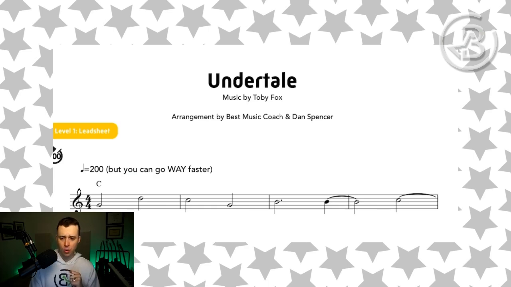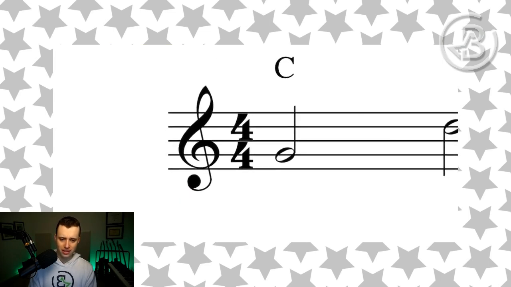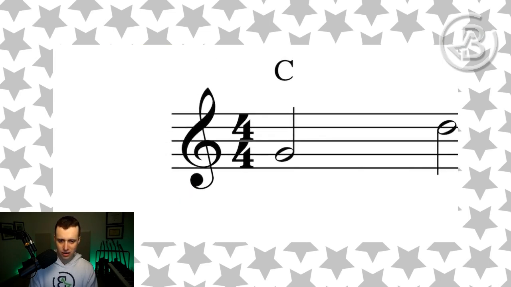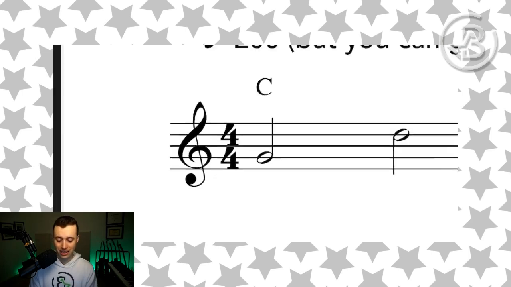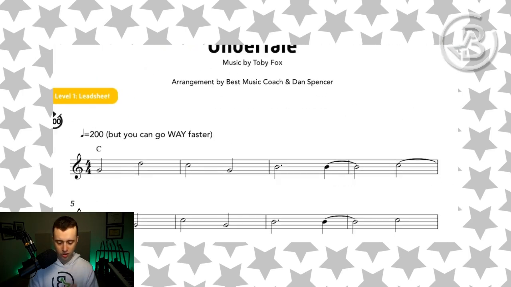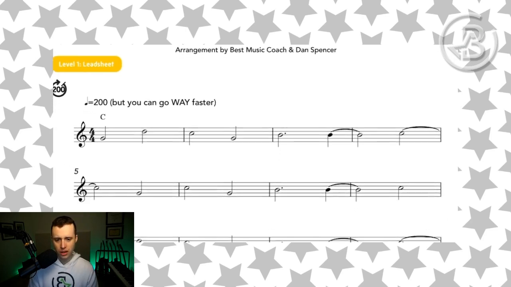Let's get started with understanding our key signature. So, sure enough, we can see we have no sharps and no flats, which means we either are in the key of C major or A minor. So first thing for us to do is to look at our chords.